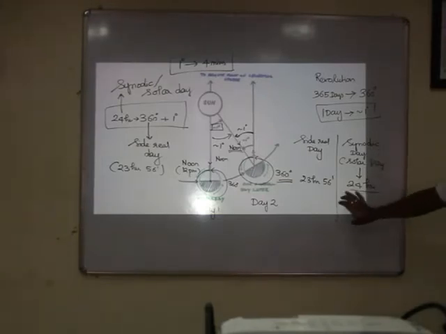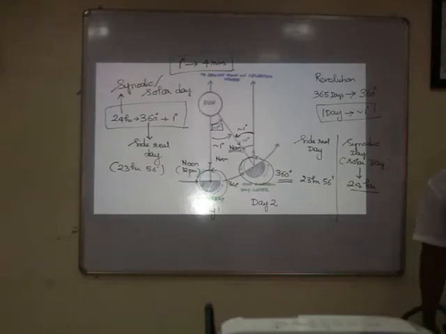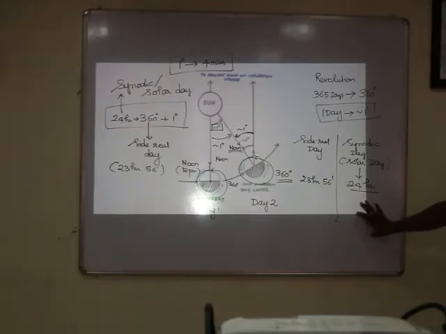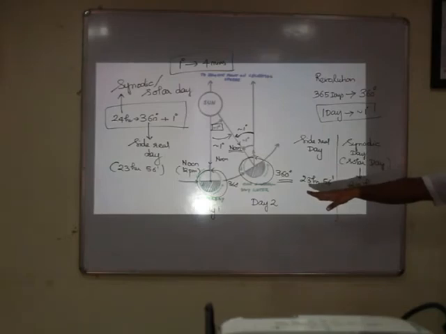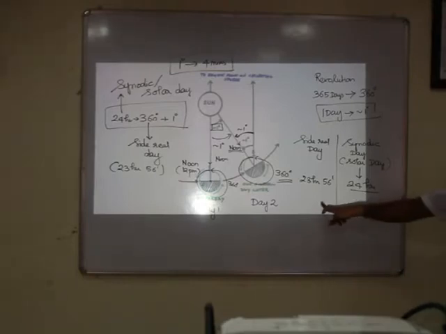Okay. So we can write it. On the synodic day side, you write it: one complete rotation with respect to the Sun. Synodic day is one complete rotation with respect to the Sun. Okay. What is a sidereal day then? It is one complete rotation on its own axis.